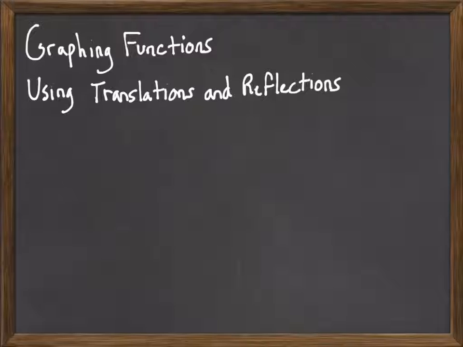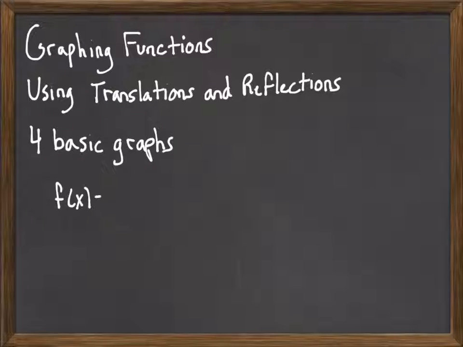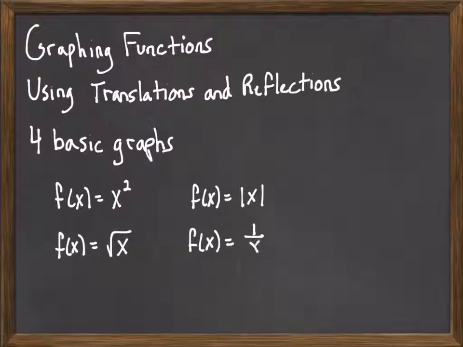And the idea is by using things called translations and reflections. So we're actually going to be focusing on four basic graphs. That's the x squared function, the absolute value function, the square root function, and the 1 over x function. We're going to look at what their graphs look like.